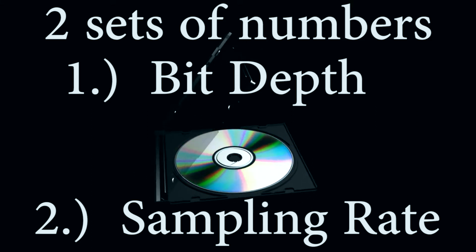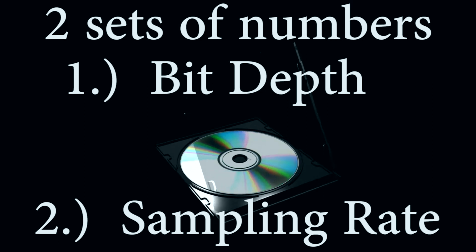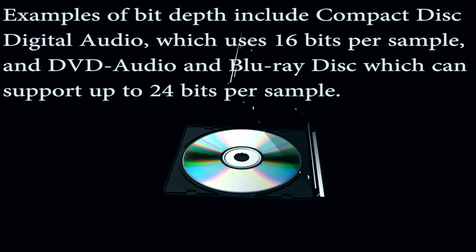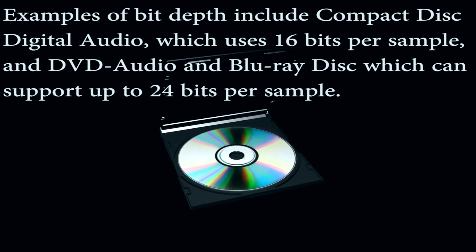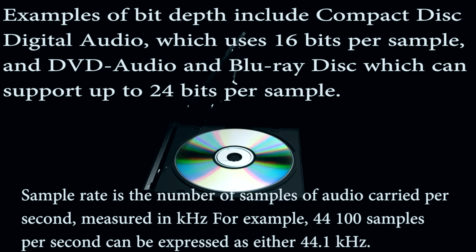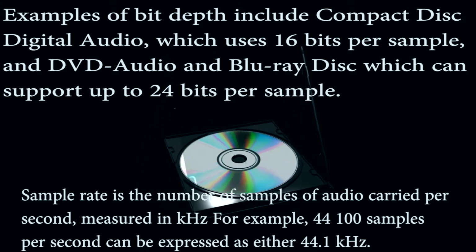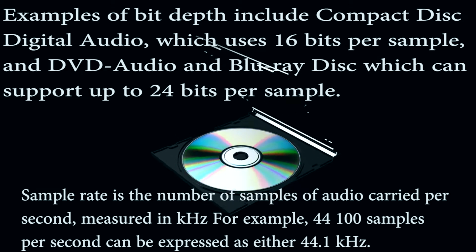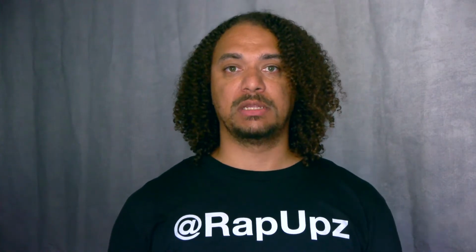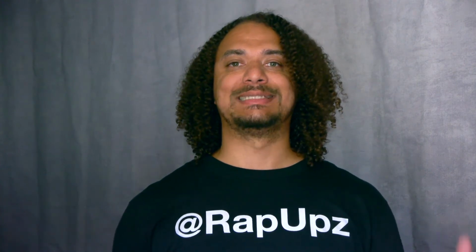AD converters are best summed up into 2 sets of numbers: your bit depth, such as 16-bit or 24-bit, and sampling rate, anywhere from 44.1 kilohertz to 96 kilohertz and 128 kilohertz, etc. But the most important 2 numbers here are at least the ability to record in 16-bit and 44.1 kilohertz. That's what we hear when we're listening to an MP3 or a CD.